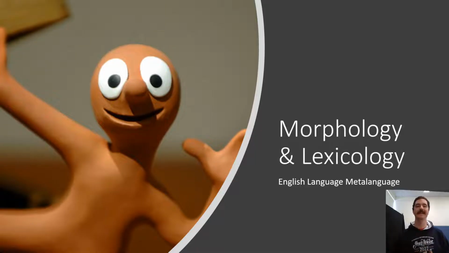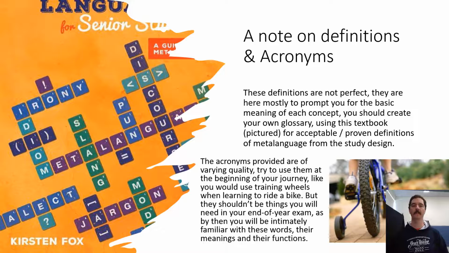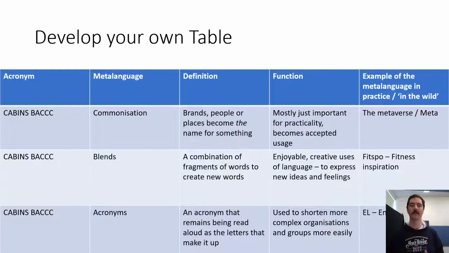Alrighty, morphology and lexicology. So again, these are my quick definitions, snappy off the top of my head and written out to fit on a slide rather than detailed. So you want to be using the orange textbook at all times to double check and to have a much more precise definition than my lazy teacher example. And the acronyms, think of them as training wheels. You probably won't need them in the end of your exam, but they're to get you to recall and practice bringing out the knowledge that you have in your head.